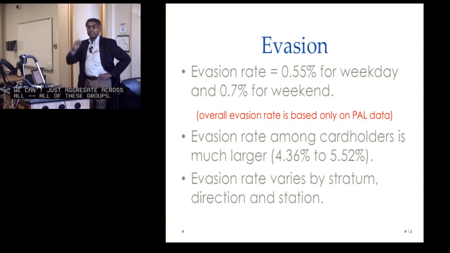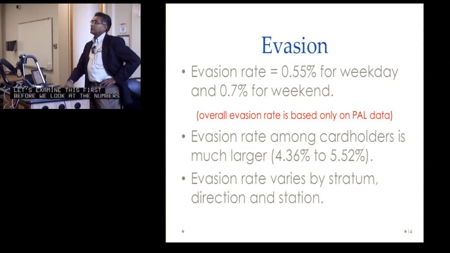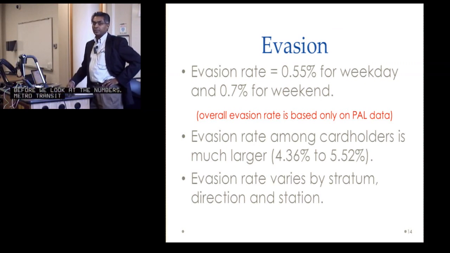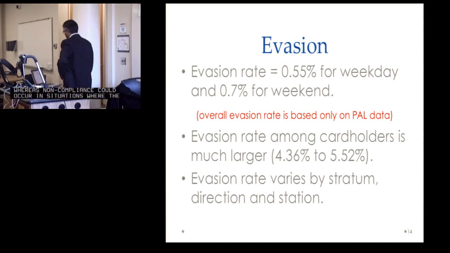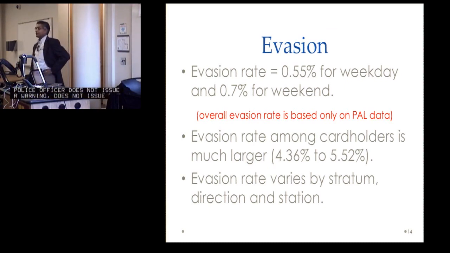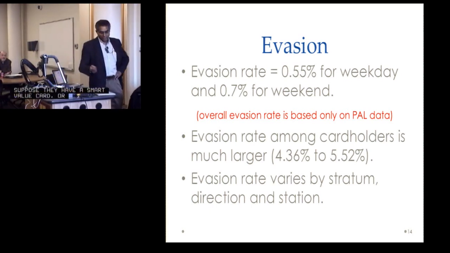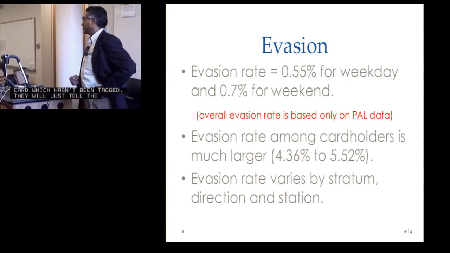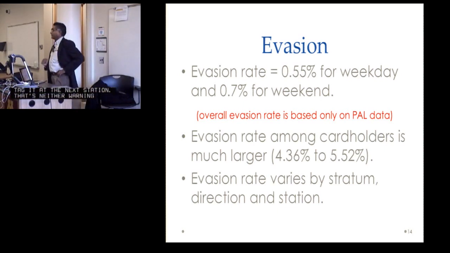So what is meant by evasion rate? Let's examine this first before we look at the numbers. Metro Transit thinks that evasion rate means the number of citations and warnings given by the police officers. Whereas non-compliance could occur in situations where the police officer does not issue a warning, does not issue a citation, simply asks the passenger to get off at the next station and tag their card. Suppose they have a smart value card or stored value card which hasn't been tagged, they could just tell the passenger, please get off and tag it at the next station. That's neither warning nor citation, and there could be quite a few of these instances.